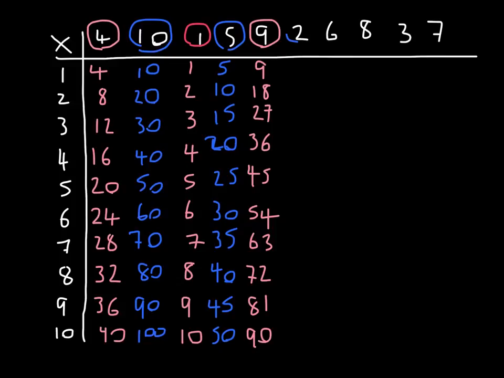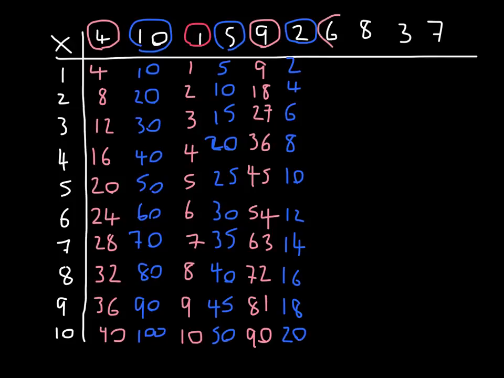The 2 times tables. 1 times 2 is 2, 2 times 2 is 4, 3 times 2 is 6, 4 times 2 is 8, 5 times 2 is 10, 6 times 2 is 12, 7 times 2 is 14, 8 times 2 is 16, 9 times 2 is 18, and 10 times 2 is 20.